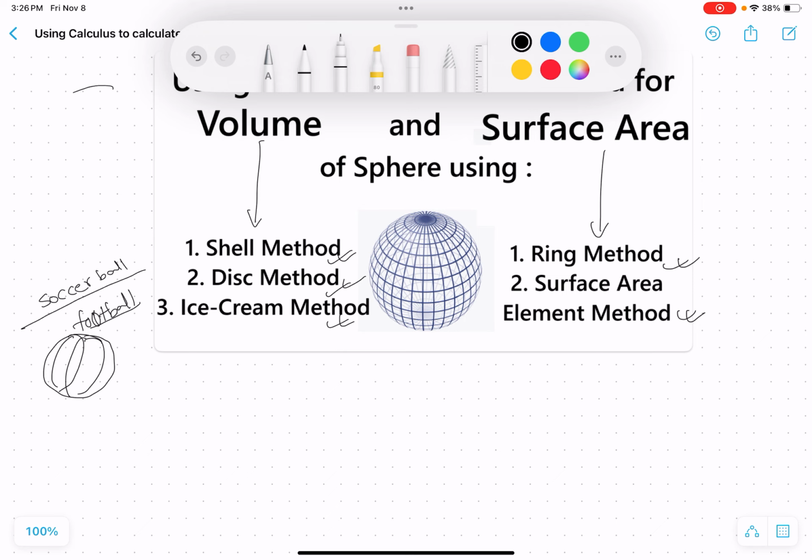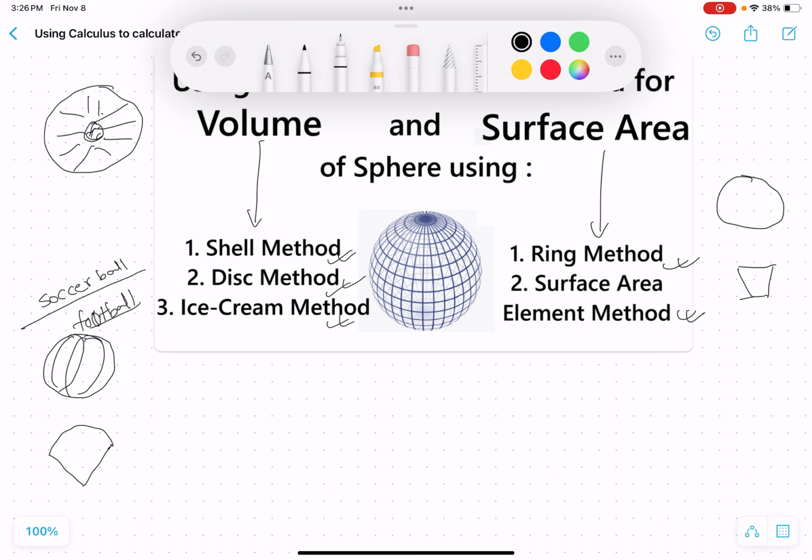And a disk is basically just a kind of floppy disk. It's a 2D shape. This is a disk. There might not be a hole. And ice cream is basically a combination of a cone and a sphere on top. And the ring is just a ring, just a boundary. There's no surface. And the surface area element is just like this. We will discuss it later.